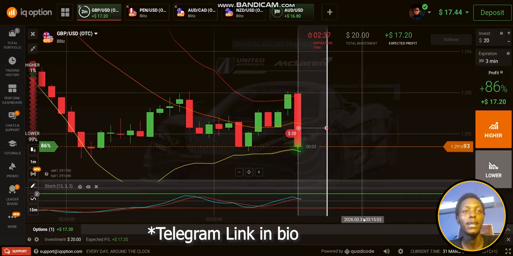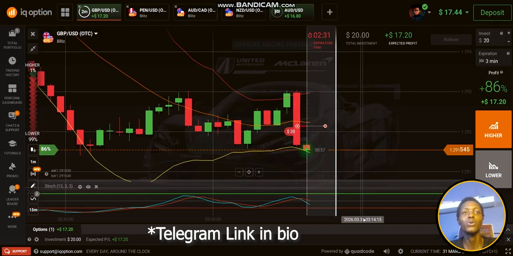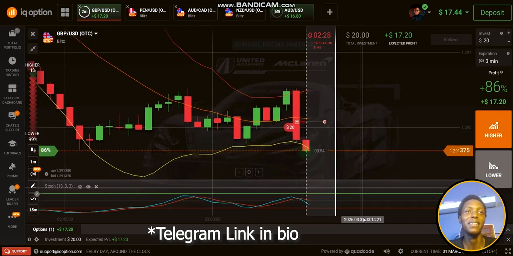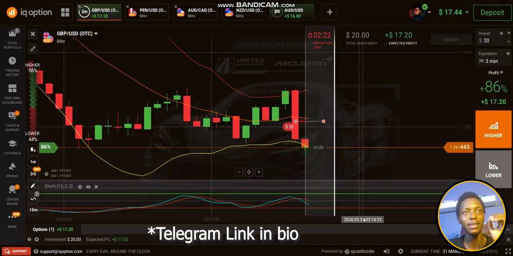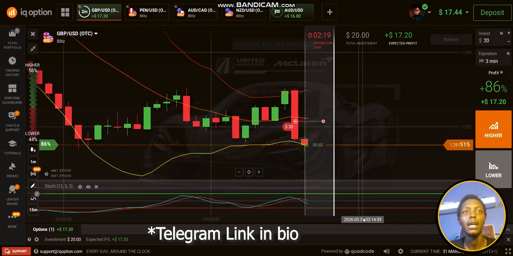So I'll explain why I think this will be a winning trade, even though you can see that we are clearly winning the trade. But nevertheless, I'm going to explain why I think this will be a winning trade.